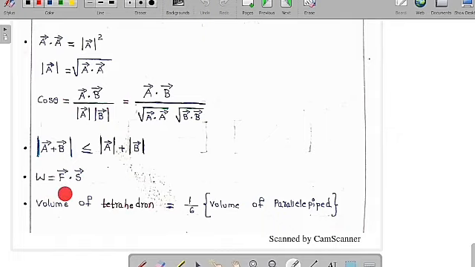Work is always the dot product of the force and the displacement. See, the volume of a tetrahedron is nothing but 1/6 of the volume of the parallelepiped. It's a very important relation, because the volume enclosed by a tetrahedron is only 1/6 of the volume of the parallelepiped.